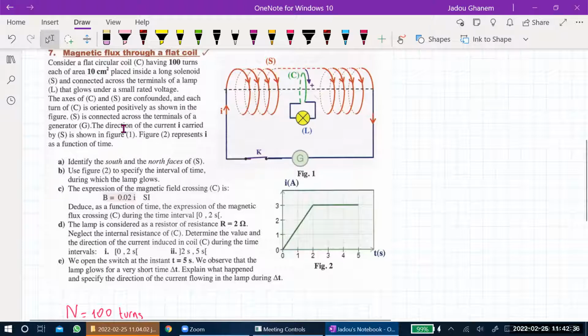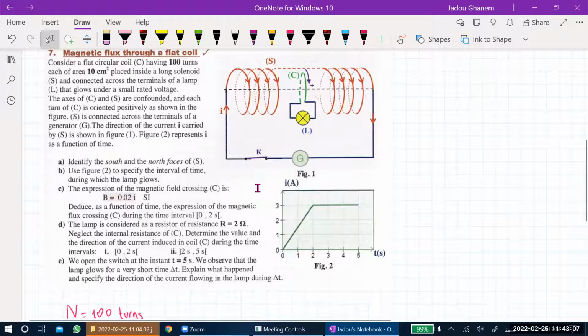S is connected across the terminals of a generator. The direction of the current I carried by S is shown in figure 1. Figure 2 represents I as a function of time. That's the given. Identify the south and the north faces of S. So just tell me for the solenoid, where is the south pole and where is the north pole? If it's going to be on the left side, tell me if the left side is north or the left side is south.